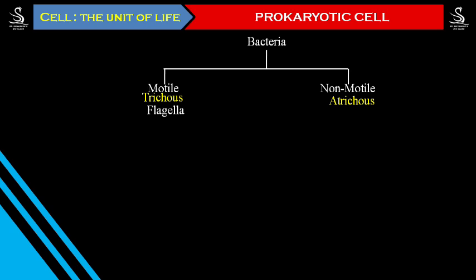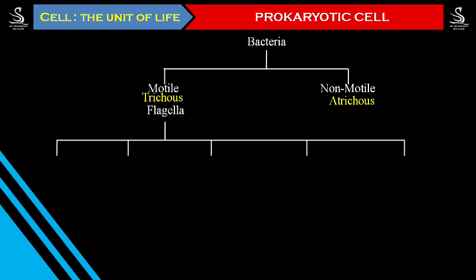flagella. Some bacteria have a single flagellum, some others have a number of flagella. Based on the arrangement and number of flagella, we classify the motile bacteria into different categories. Some bacteria have a single flagellum on one side. Such bacteria are called monotrichous bacteria, and certain other bacteria have two flagella, one on both sides.